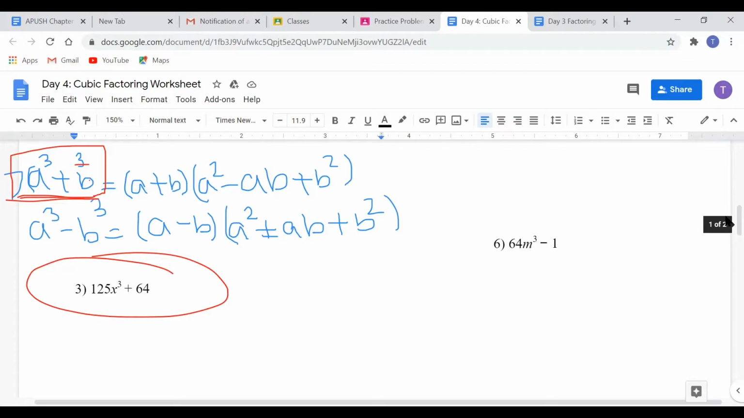So 125, ask yourself, is that a cube? Is that a perfect cube? If so, what is the cube root of 125?